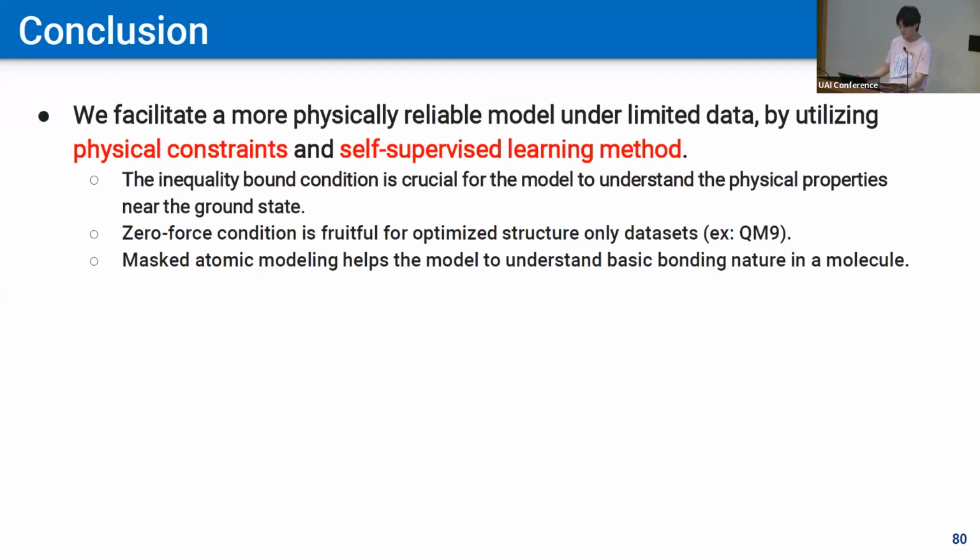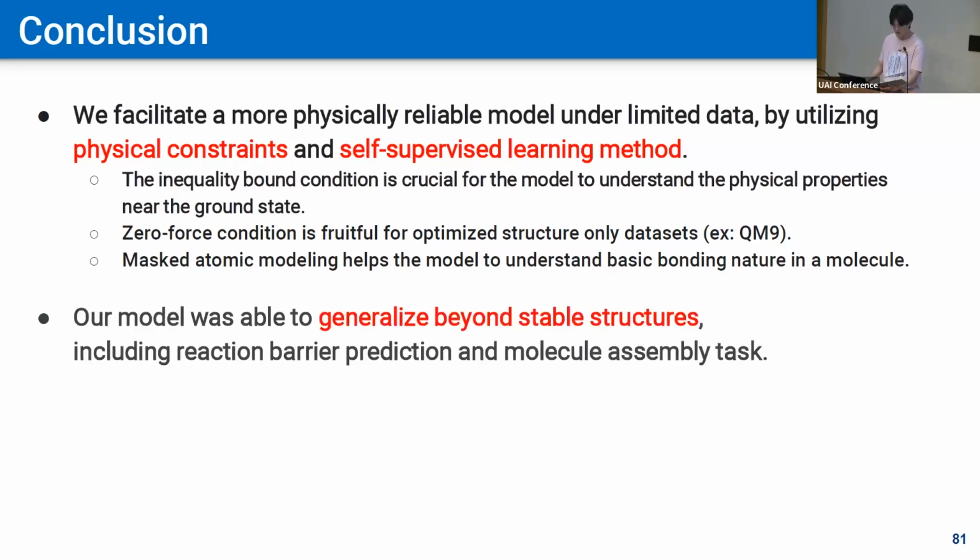Finally, the masked atomistic modeling helps the model to understand the basic bonding natures. So with this embedding in the training step, our model was able to generalize beyond the stable structures, including the reaction barrier prediction and the molecular assembly task.